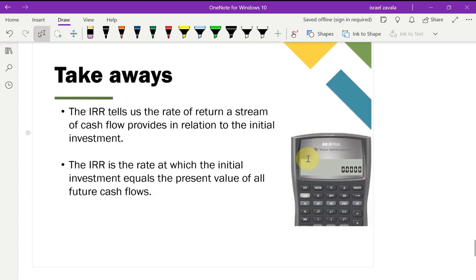A few takeaways. The internal rate of return tells us the rate of return a stream of cash flows provides in relation to the initial investment. So the internal rate of return is the rate at which the initial investment equals the present value of all future cash flows. Those were sort of the points I made in the introductory video to these problems.